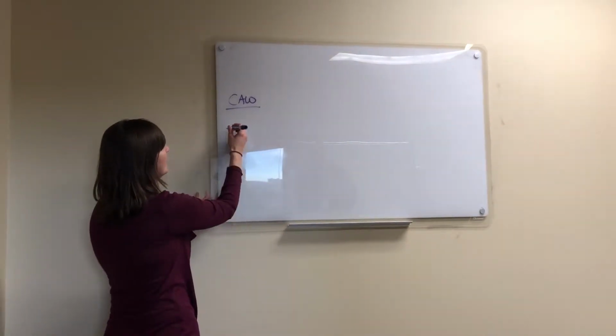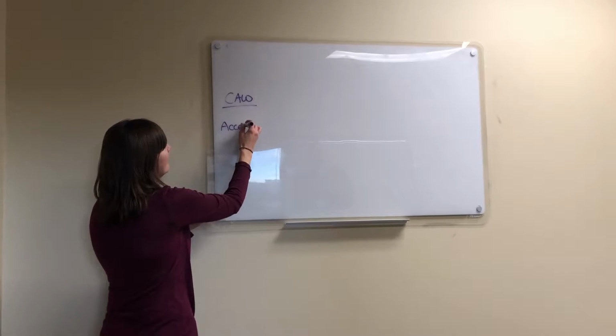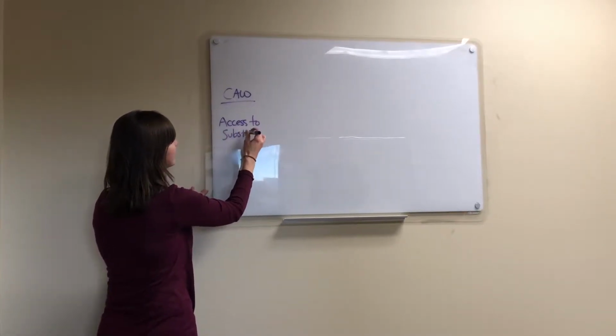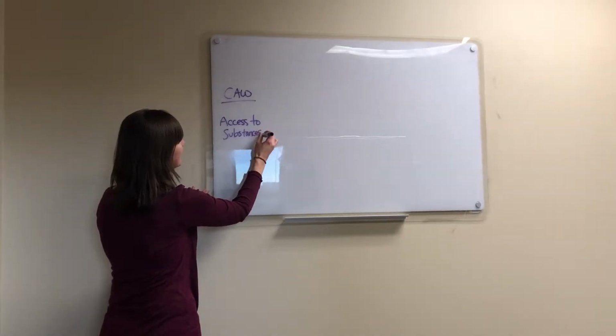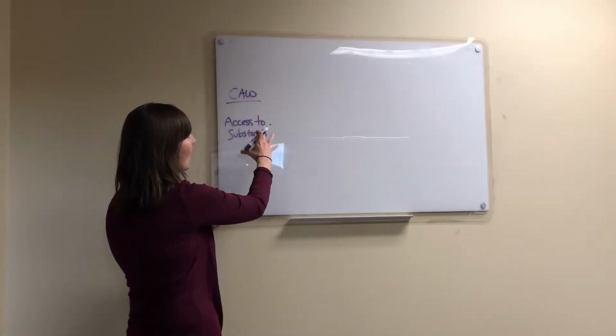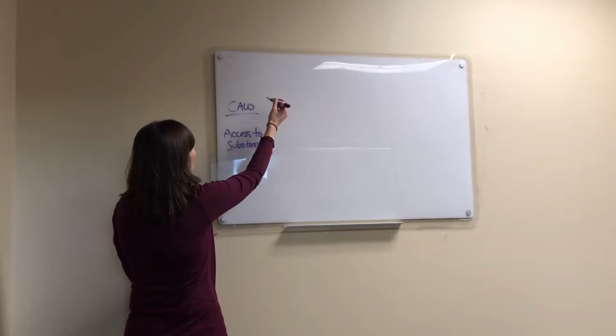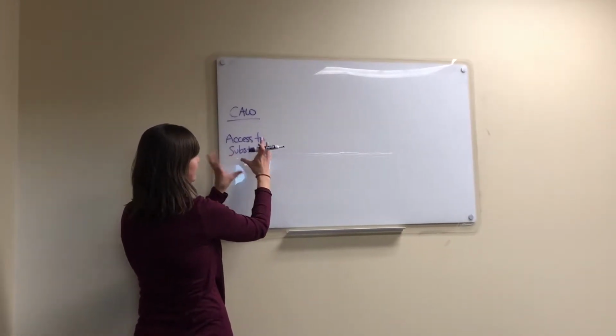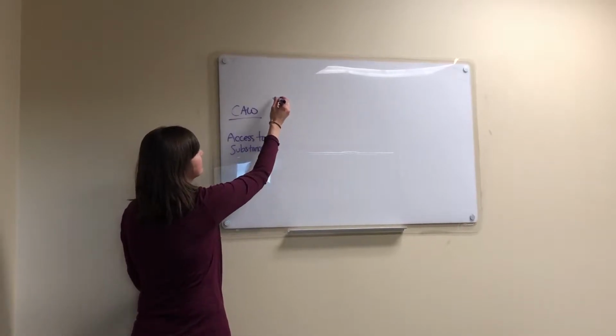So let's assume that your community prioritized access to substances as their risk factor in their community. That's at the end of the CAW. At the end of the CAW, you've prioritized the risk and protective factor. This is the example of access to substances.